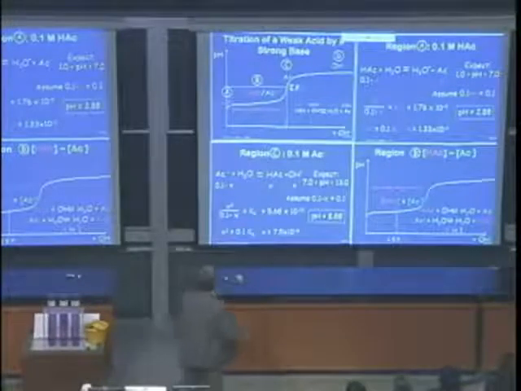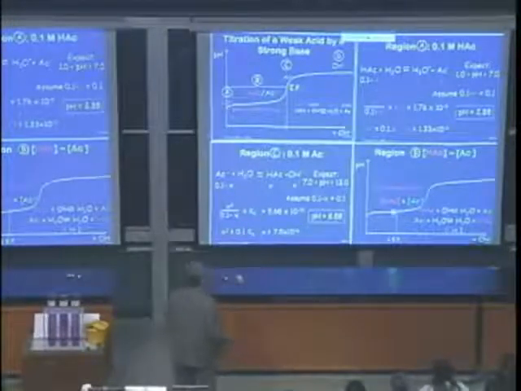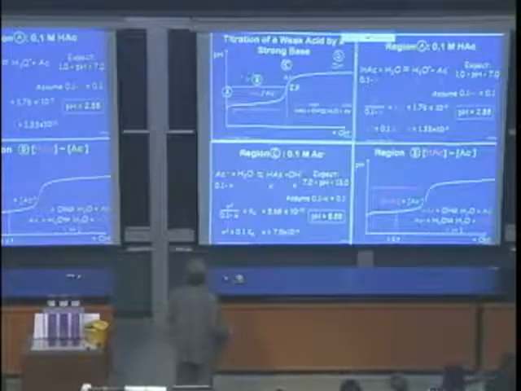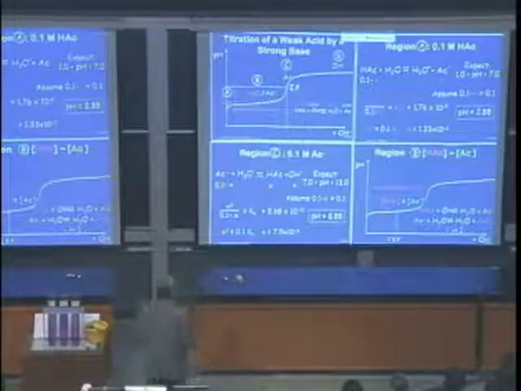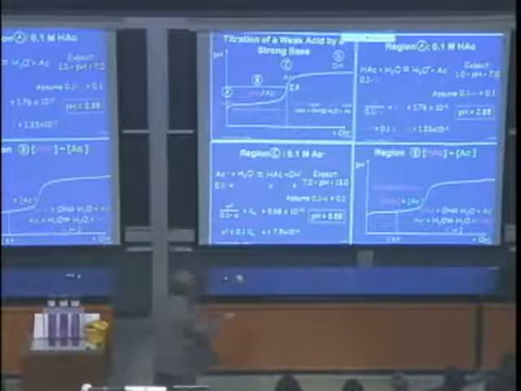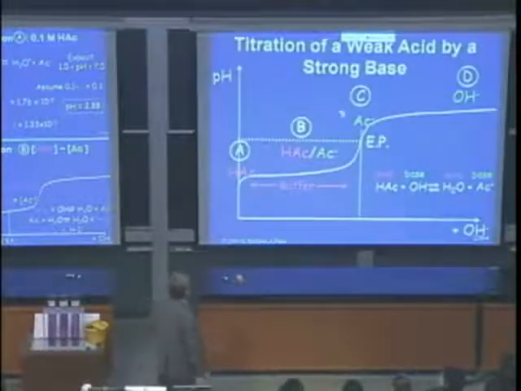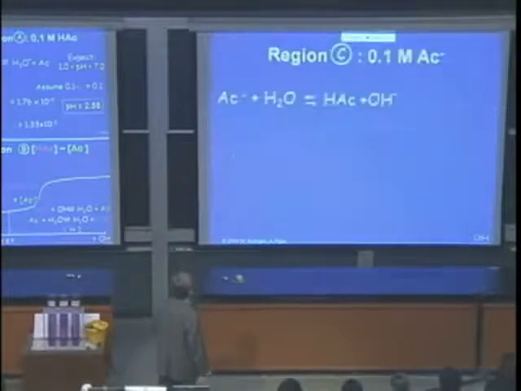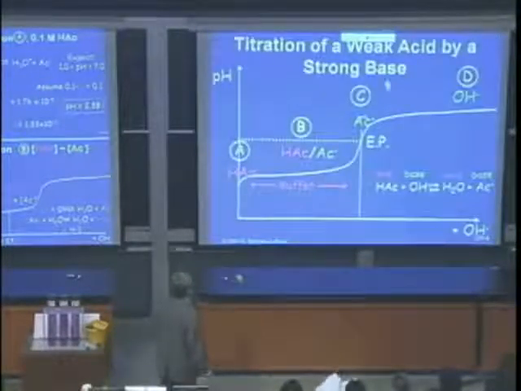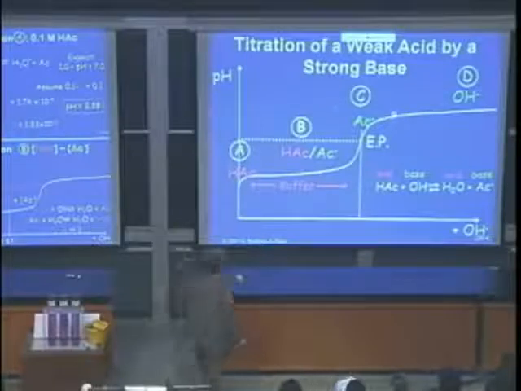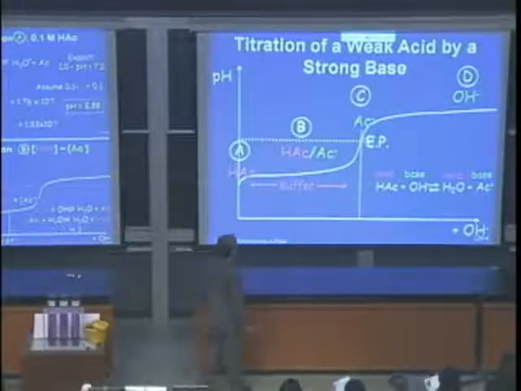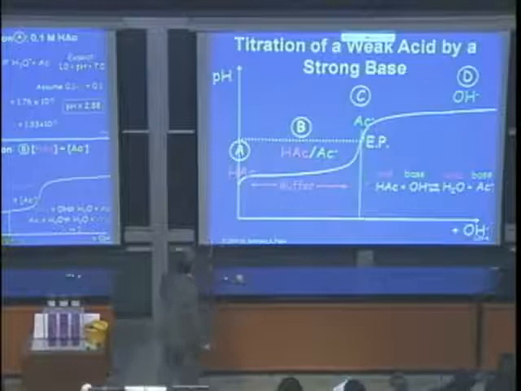So, now we're going to look at two other regions. That was region C here, and the buffer region B. So region C, what's going on? Let's see if I have this here. Yeah, region C I have here. So we want to calculate region C here. There we have the equivalence point.